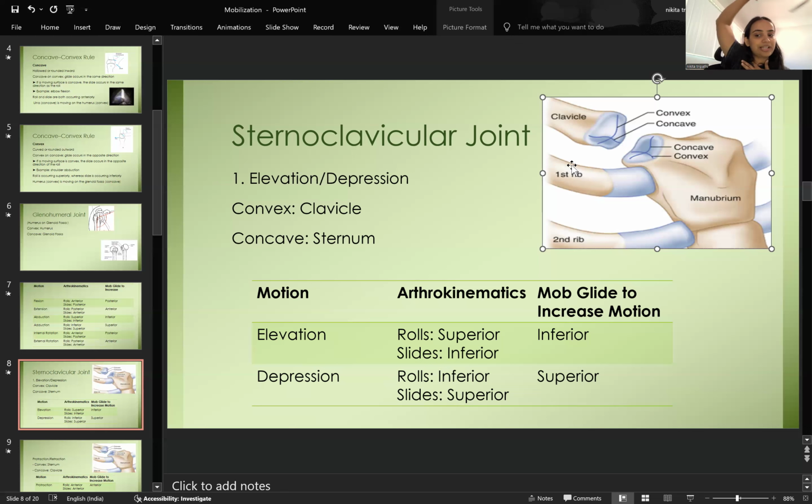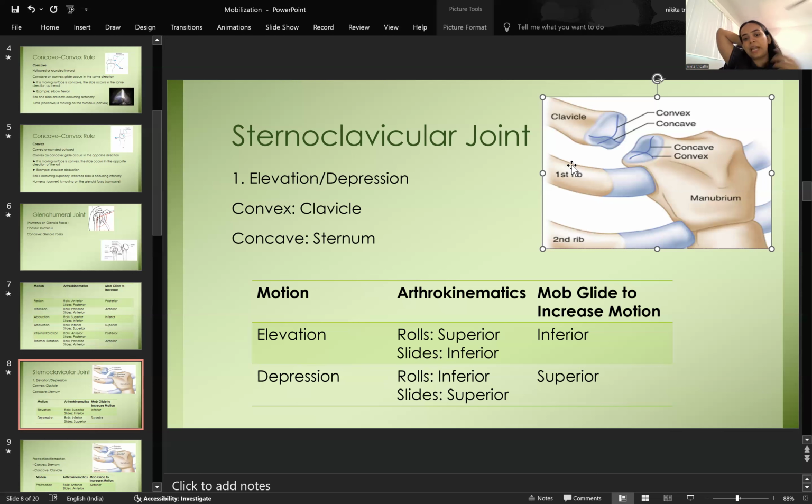Now which glide should I give to increase the abduction at the sternoclavicular joint? Give inferior glide, because the convex part of the clavicle is moving, opposite. So to increase the elevation, to increase the end range of abduction, I should give the sternoclavicular joint an inferior glide.